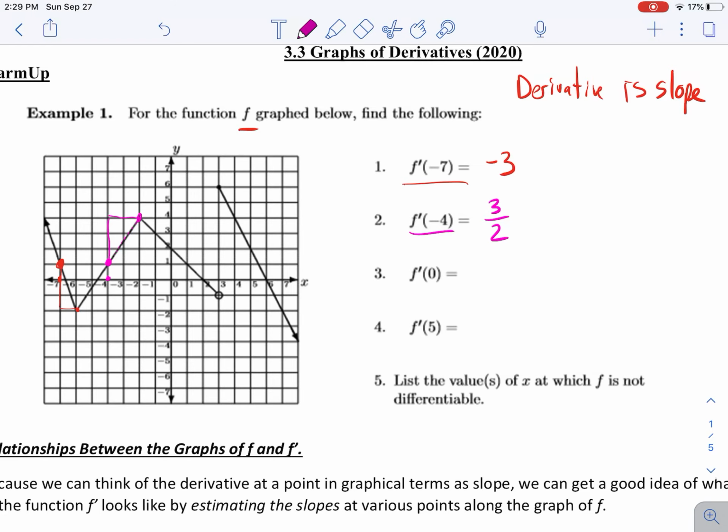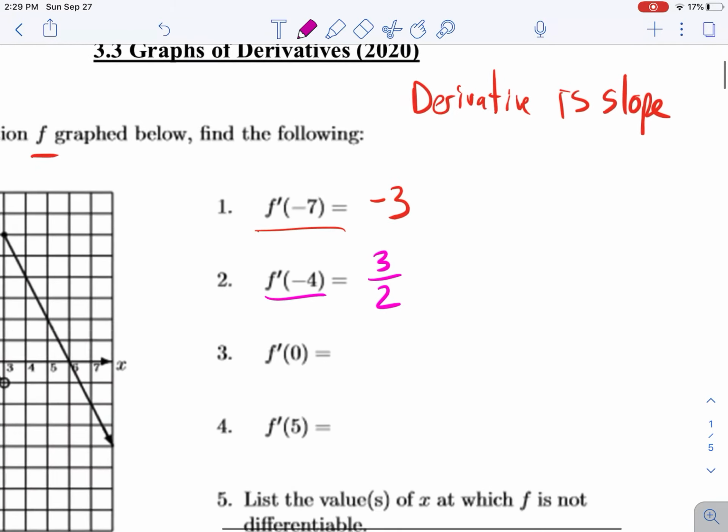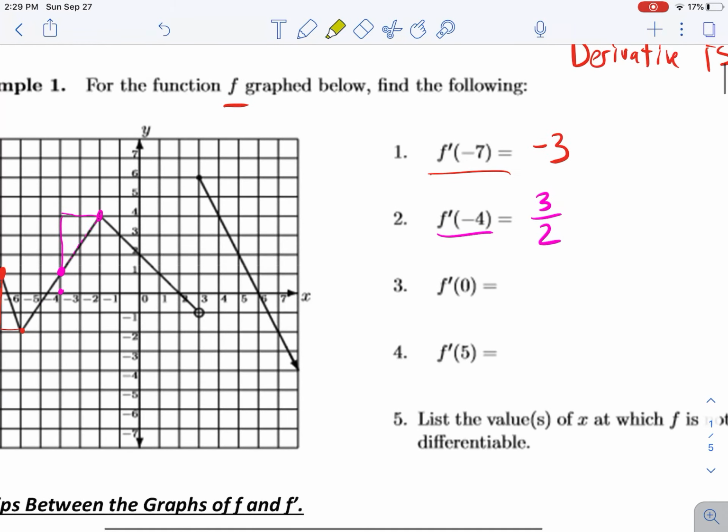And you could tell when it's positive and negative. Like the first one we did, it's red. The one in red is negative 3 because the function is decreasing. So, of course, the derivative will be negative. Now, in the pink one here, number 2, at negative 4, the function's increasing. So, of course, the derivative should be positive because derivative is slope. Okay, how about at 0?